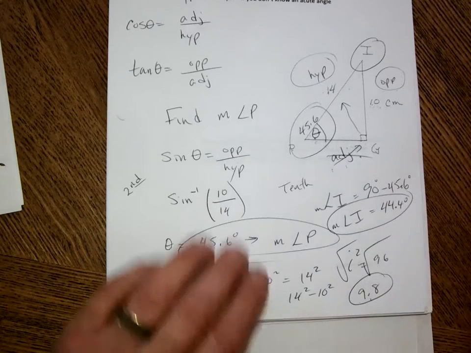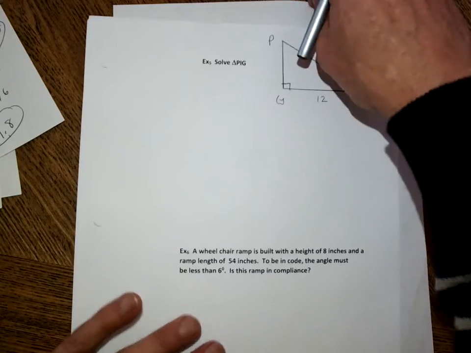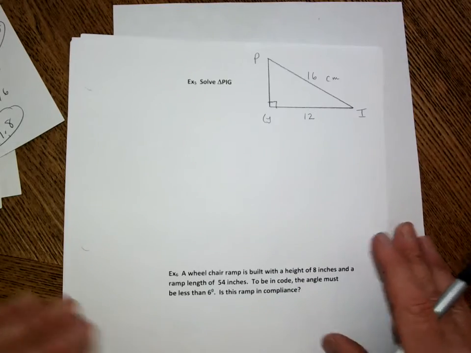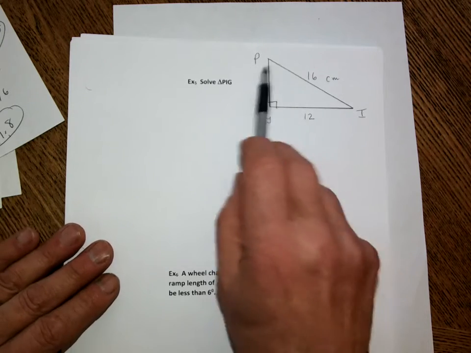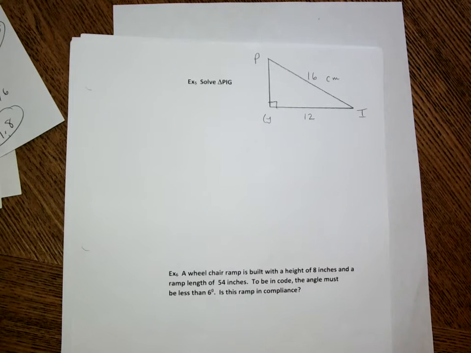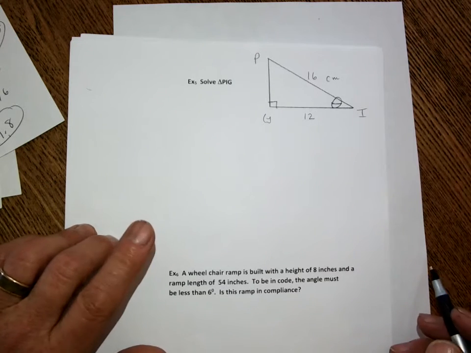Okay, and let's take a look at the next page. So the next page, again, talks about solving triangle PIG. So I'll do one more of these so you get the hang of it, okay? So the first thing I have to do is decide which of the two angles I want to solve for. It doesn't really matter. Let's take angle I, call that my theta, okay?